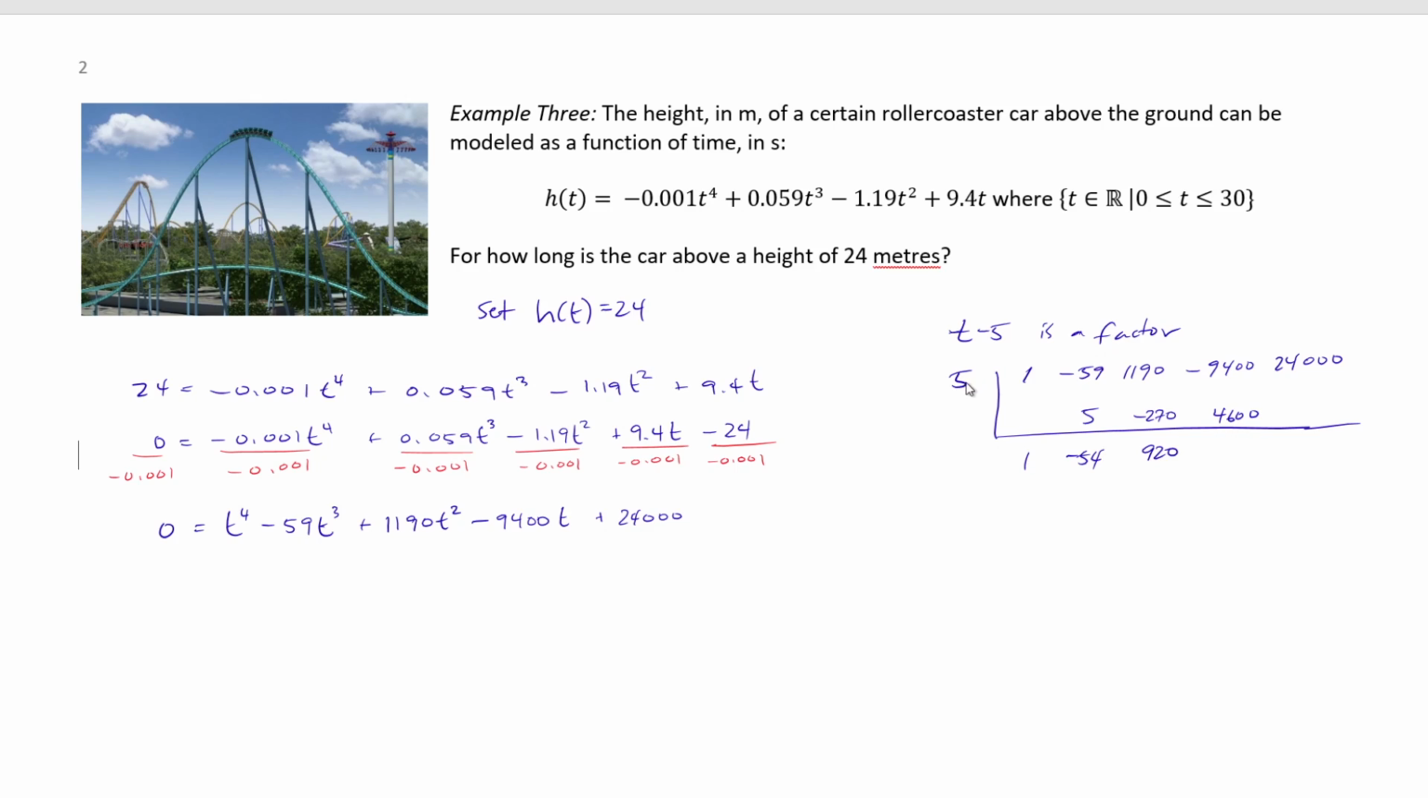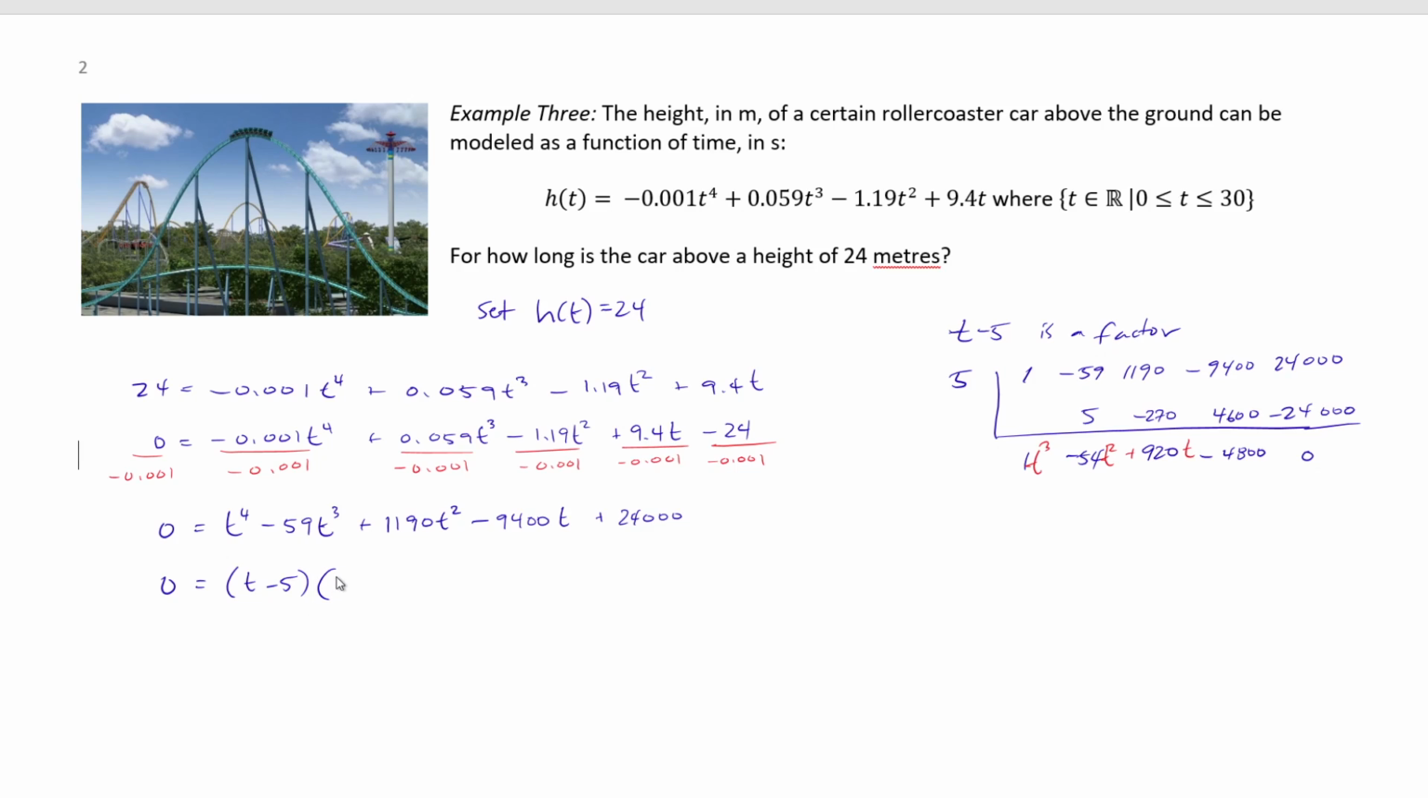Remember, I'm multiplying all of these by 5 using my synthetic division. And then I end up with negative 4,800 when I add those two. And then when I multiply that by 5, I get negative 24,000, which makes sense because my remainder is 0, because t minus 5 was a factor. So I just have to remember what this represents. That's t cubed, that's t squared, that's t, and that last one is basically like t to the power of 0.